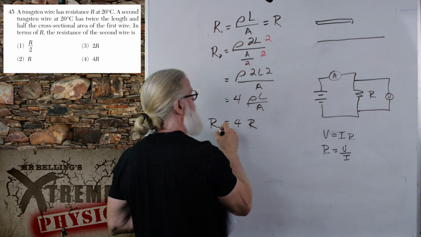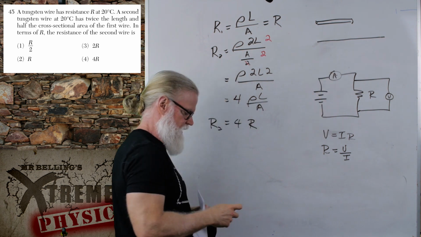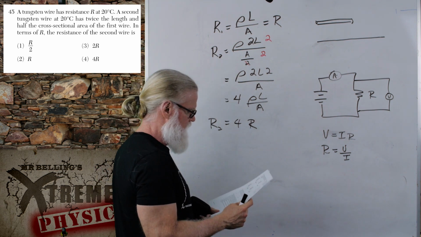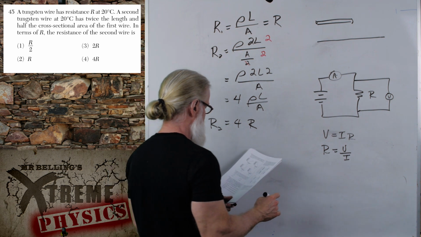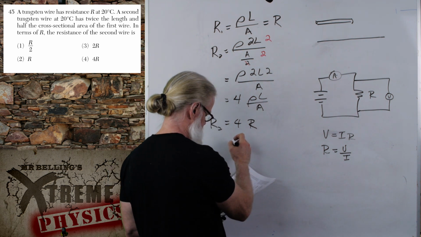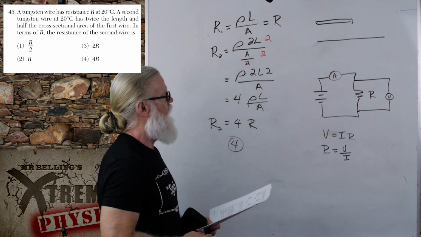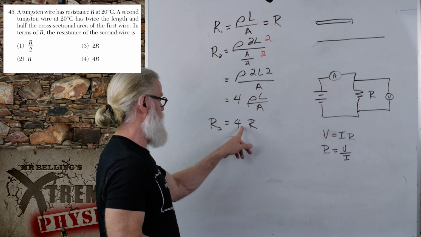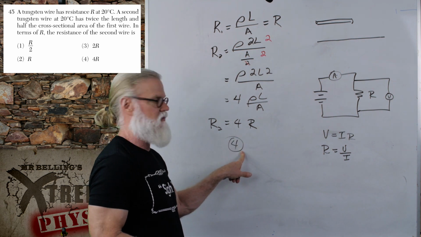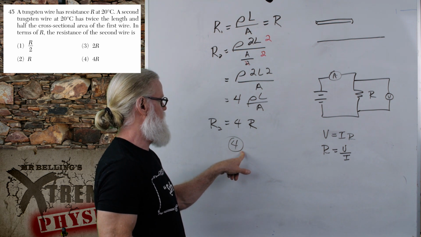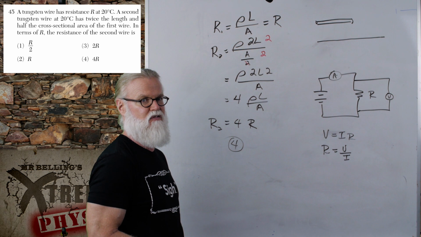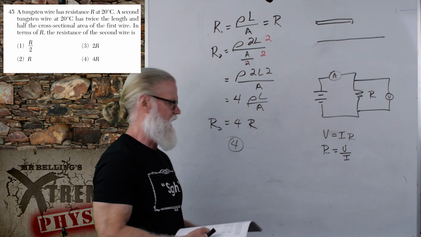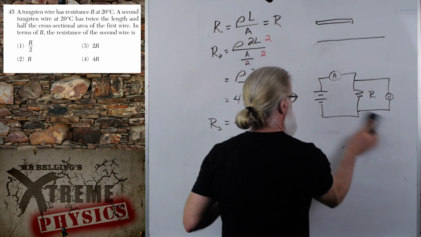Does that make sense? We made this thing skinnier and we made it longer. We really bumped up the resistance. It's 4 times bigger. So the resistance of the second wire is 4R, so that is choice 4, I guess. Choice 4. Could have guessed that. 4R and 4. Could have saved myself some time, because the 4s match. I wouldn't advise using that technique. It's a time saver, but it's pretty unreliable.